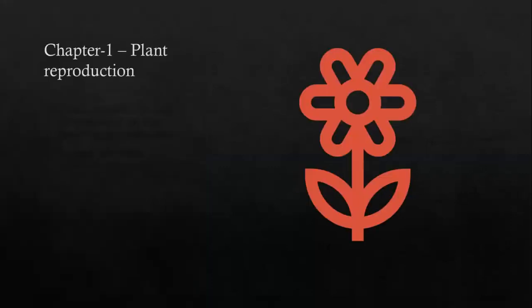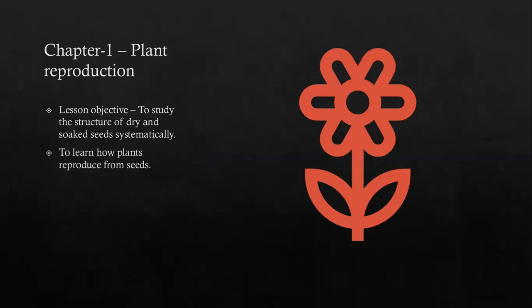So today we are going to learn chapter 1, Reproduction. And the lesson objective is to study the structure of dry and soaked seeds systematically, and then to learn how plants reproduce from seeds. So these are the points which we are going to learn today. Now, let's discuss some points.